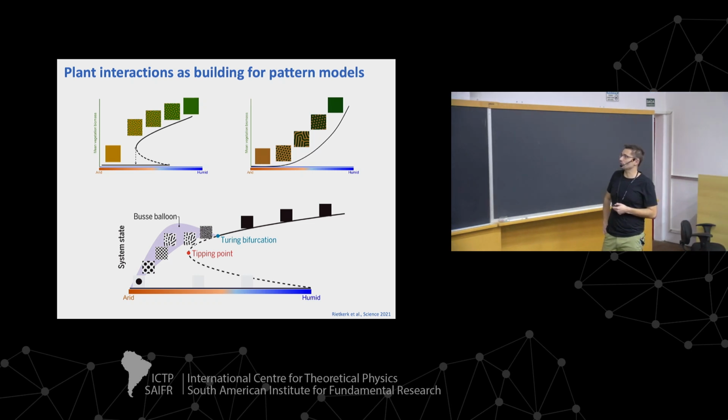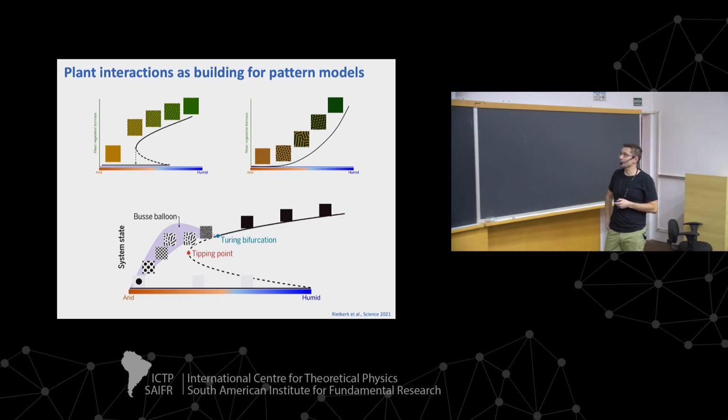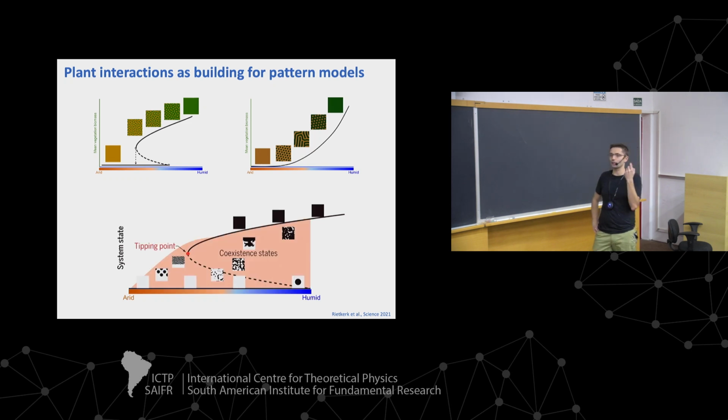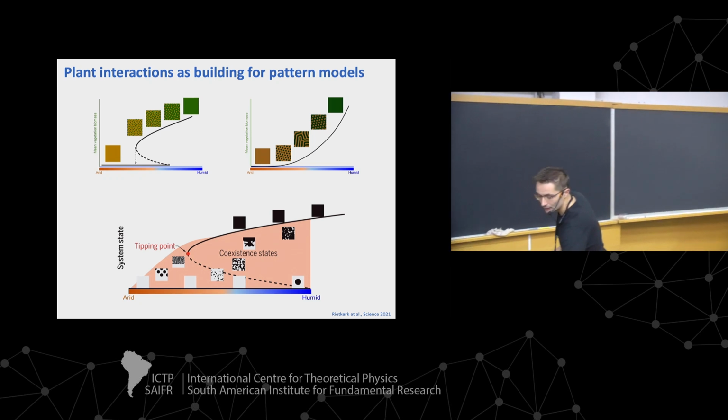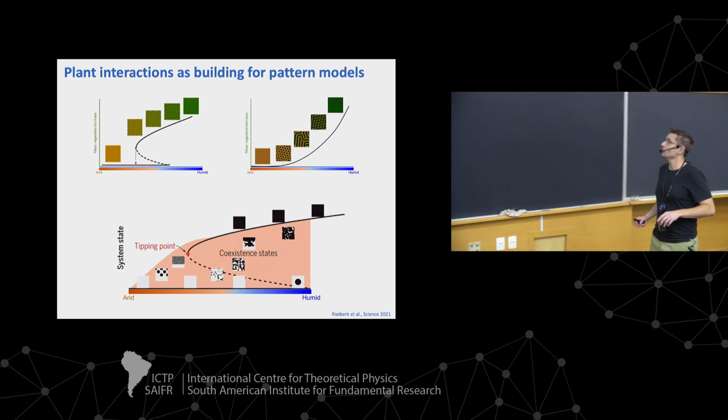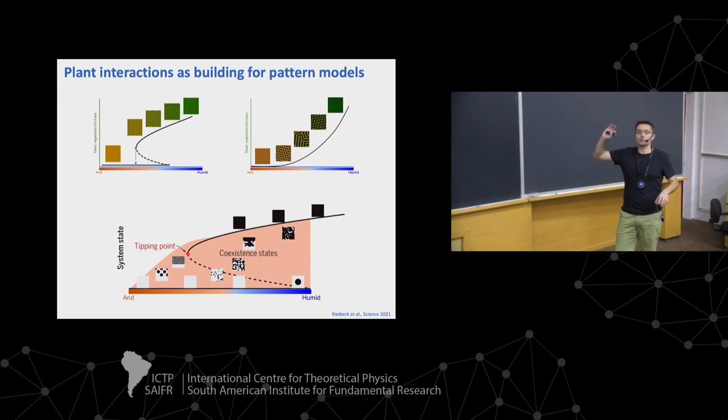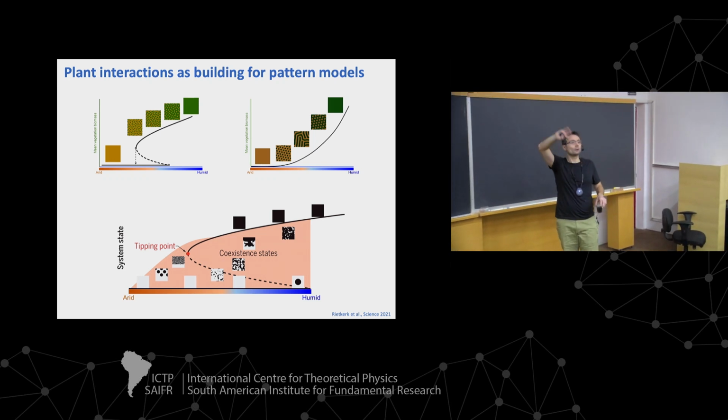Then three years ago already, time flies, there was this review perspective paper in Science where they proposed that this idea of the Busse balloon could be just a smaller picture of something way more general. And this is a figure that I think Johan also showed in his lectures, where basically they claim that whenever you have space, you have a lot of multi-stability in your system, and perturbations can be localized.